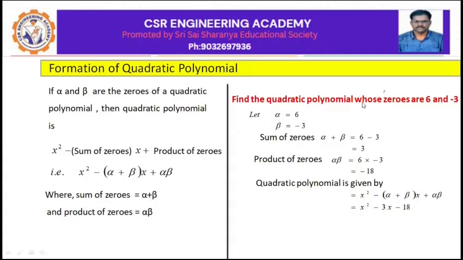Find the quadratic polynomial whose zeros are 6 and minus 3. Let alpha is equal to 6, beta is equal to minus 3. Sum of zeros is equal to alpha plus beta is equal to 6 minus 3 is equal to 3. Product of zeros alpha beta is equal to 6 into minus 3, that is equal to minus 18. Quadratic polynomial is given by x square minus (alpha plus beta) into x plus alpha beta is equal to x square minus 3x minus 18.